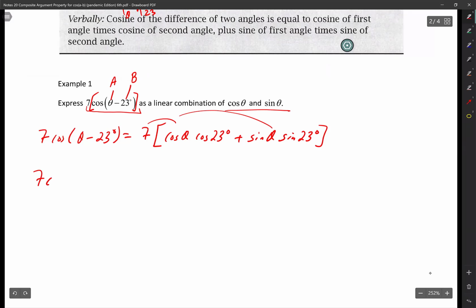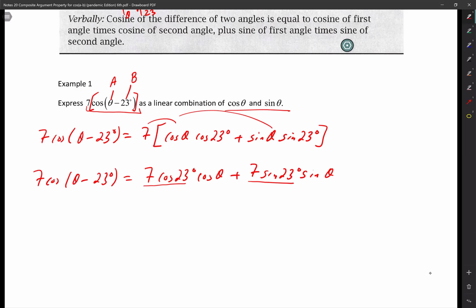So 7 cosine theta minus 23, and I'm going to rewrite it. I want to put the cosine 23 in the front because that's a number. So 7 cosine 23 degrees, cosine theta, plus 7 sine 23 degrees, sine theta. Chavez, why did you do that? 7 cosine 23 and 7 sine 23, those are numbers. We're going to find out what those numbers are. So write that down really quick, guys.